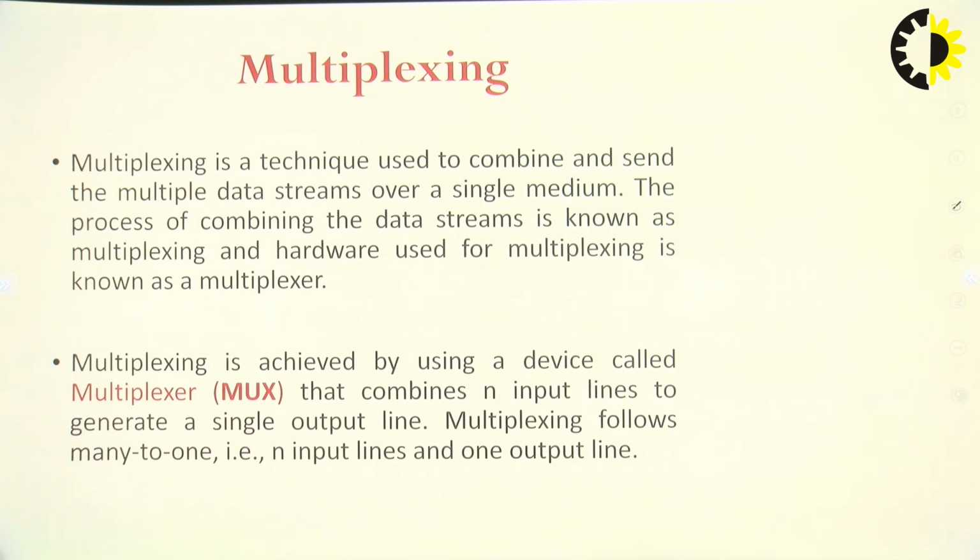Multiplexing is achieved by using a device called a multiplexer that combines n input lines to generate a single output line, and multiplexing follows many to one, that is, n input lines and one output line.